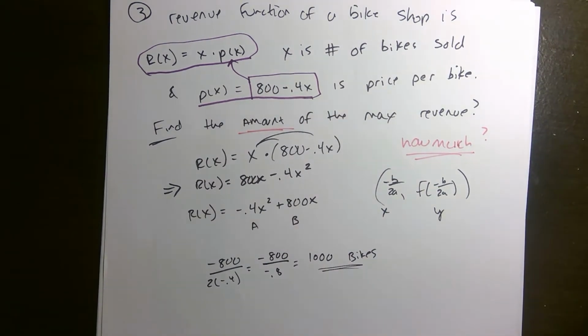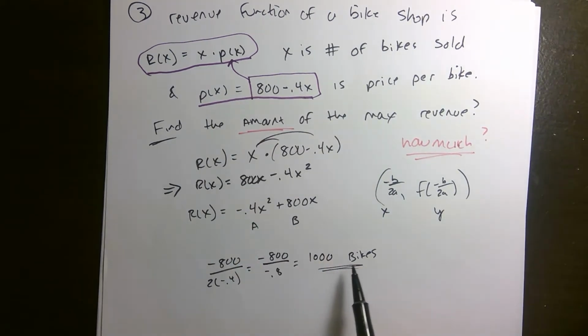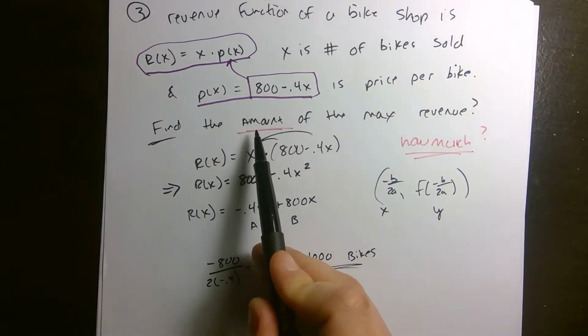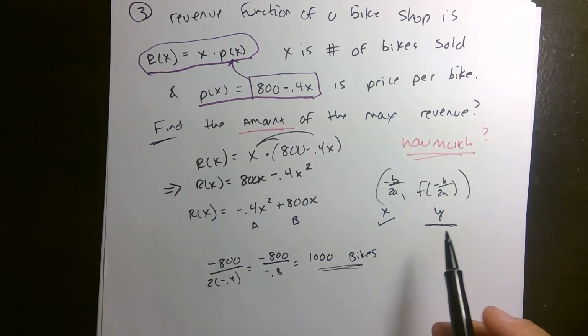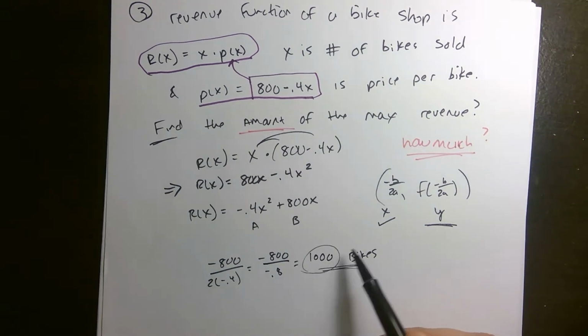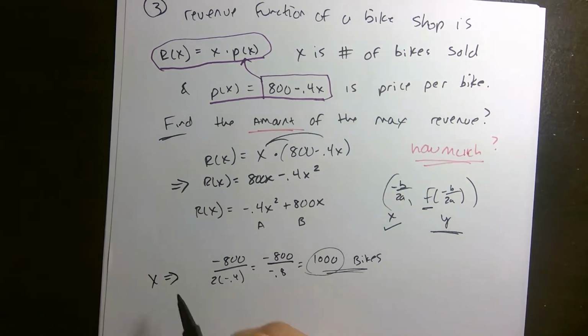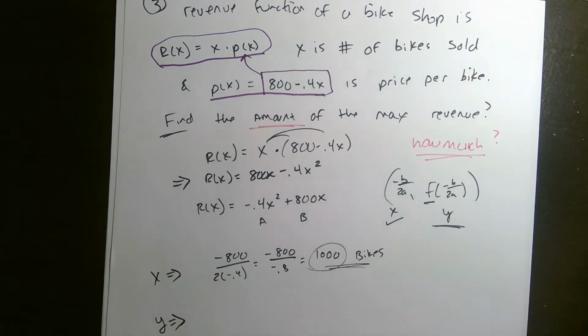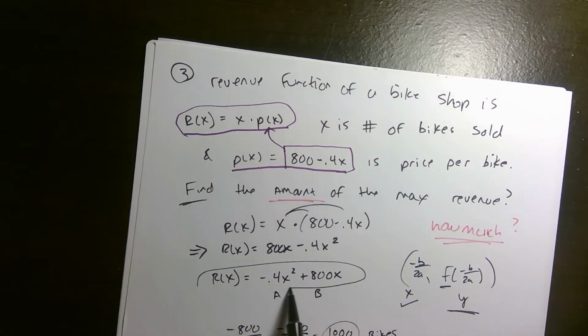Okay, that's wonderful, except that's not my question. Now the question is, if I do produce 1,000 bikes and I sell them, how much money am I going to get? And so I've taken care of the x part. Now I have to find this y part. And so I'm going to take this number 1,000 and I'm going to put it back into my function. So I'm going to find r of 1,000. And I'm going to take the function that I initially came up with, and everywhere I see an x, I'm going to replace it with 1,000.